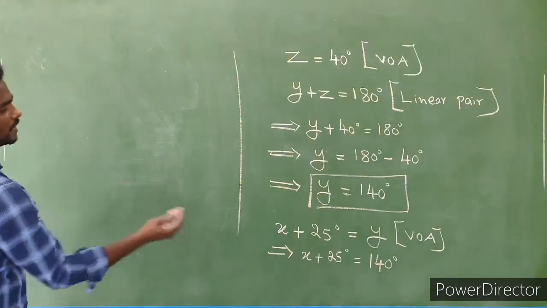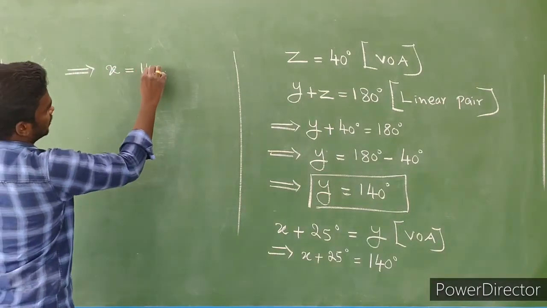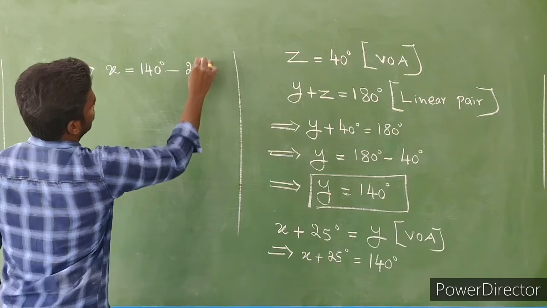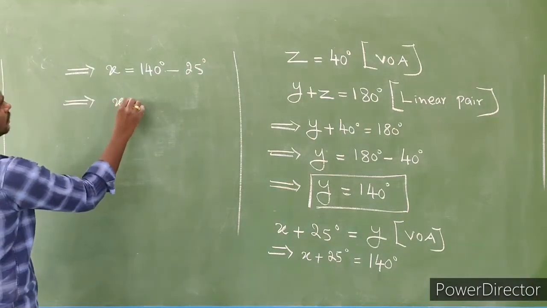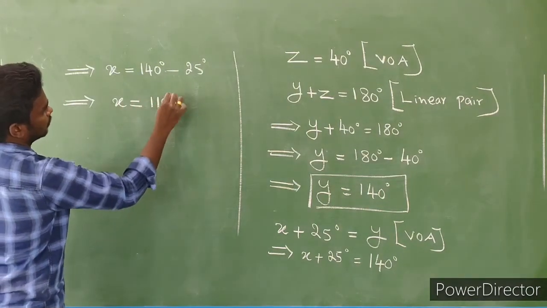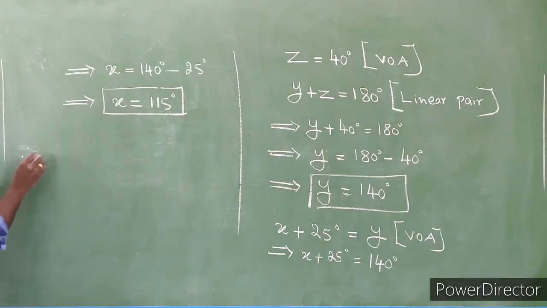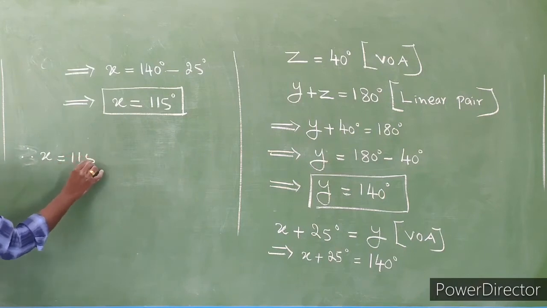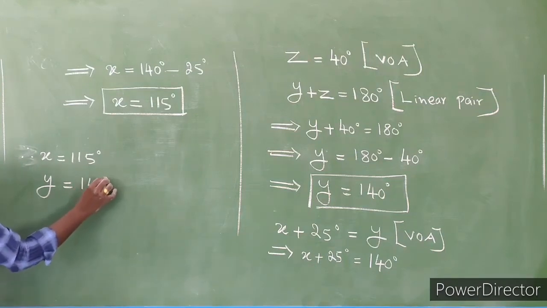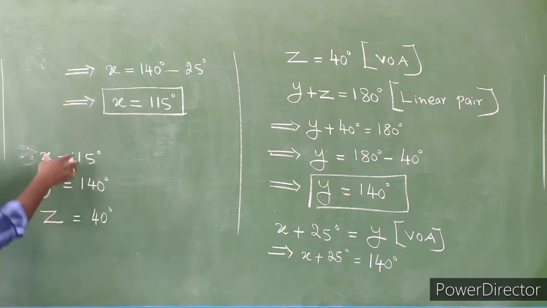So X plus 25 degrees equals 140 degrees, which implies X equals 140, and this 25 transposes to minus 25 degrees. So X is equal to 140 minus 25, which is 115 degrees. Therefore X equals 115 degrees, Y is equal to 140 degrees, and Z is equal to 40 degrees. So these are our required angles.